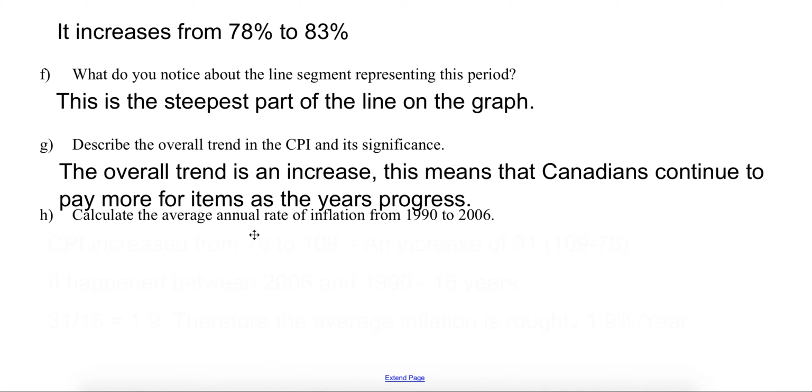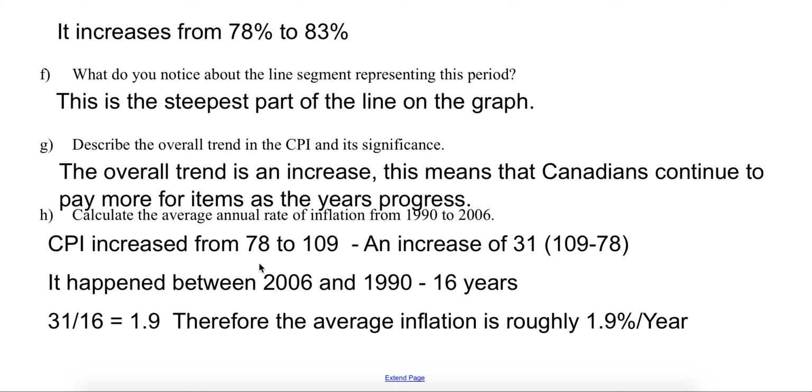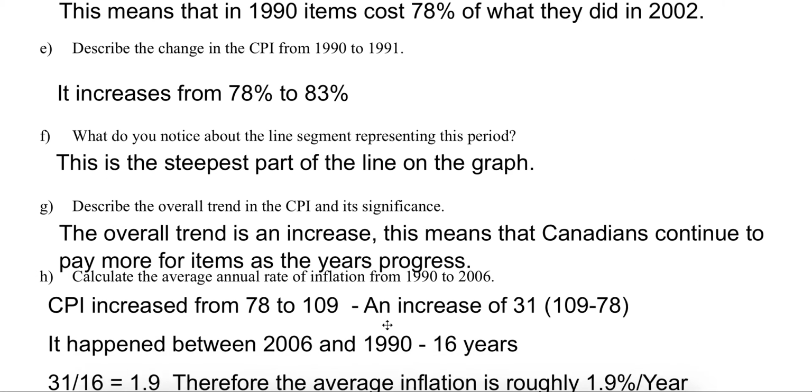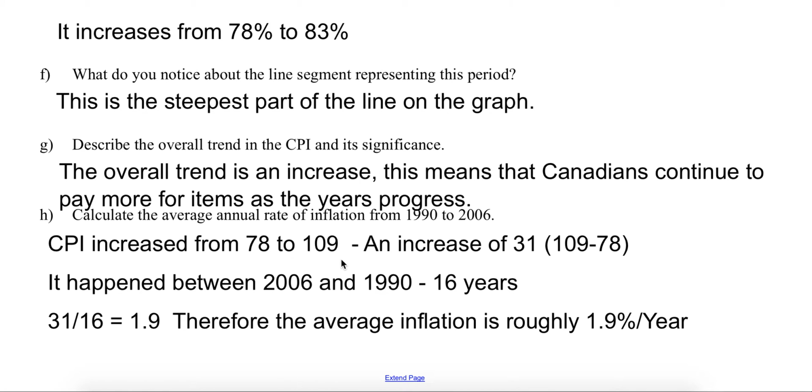Calculate the average annual rate of inflation from 1990 to 2006. The way we're going to do this is we look at the CPI. We've gone from about 78 all the way up to about 109. So the CPI increased from 78 to 109. That's an increase of 31. We've done this from the year 1990 to the year 2006. That's 16 years. So we take our increase and we divide it by our number of years. This is done in percentages, these increases. Therefore we have a rough average inflation of 1.9% per year.